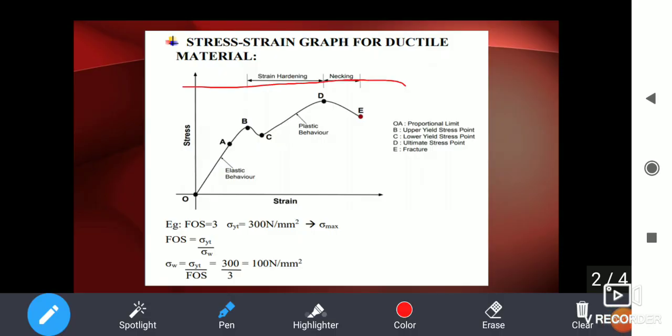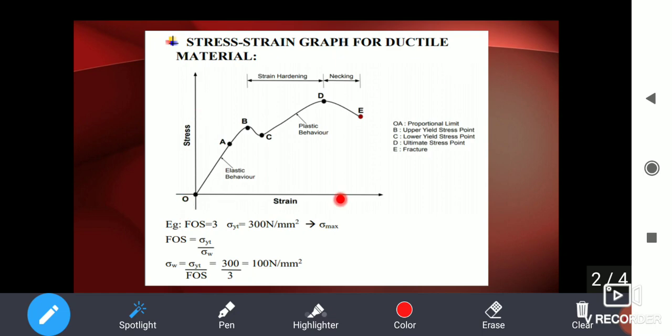To know that, we must understand the stress strain graph for ductile material. So here is the graph, and the x-axis is strain and the y-axis is stress, and this is the stress strain graph for ductile material. As we know, ductile materials easily flow when the load is applied, so the behavior can be plotted on the graph this way.